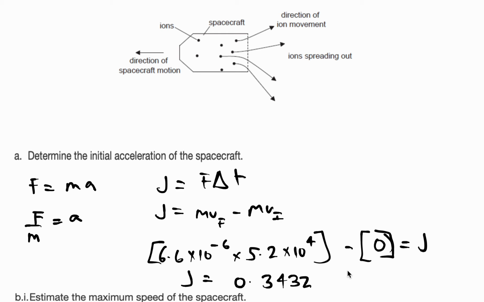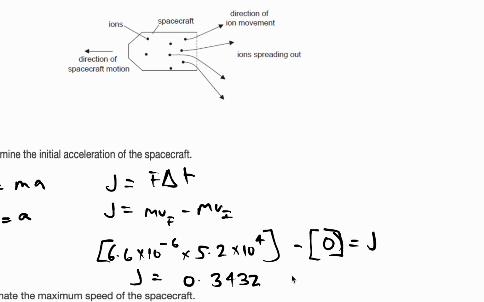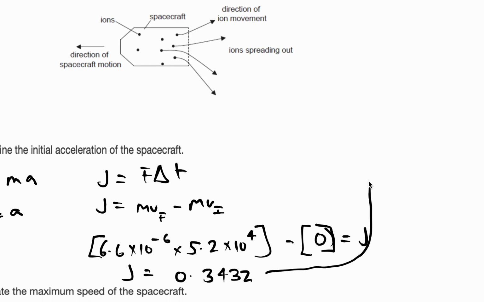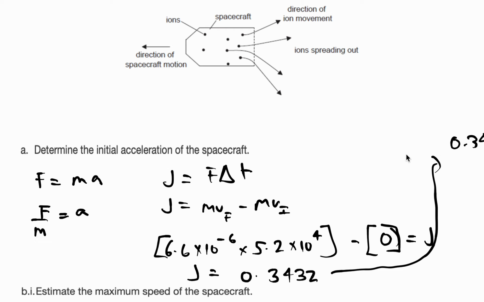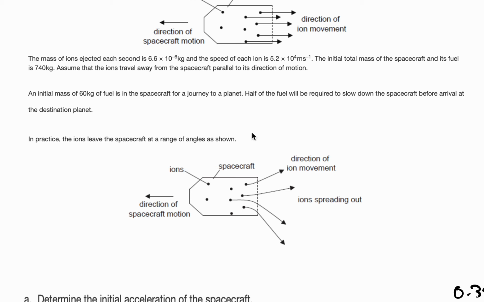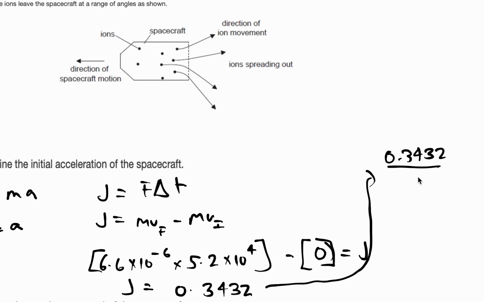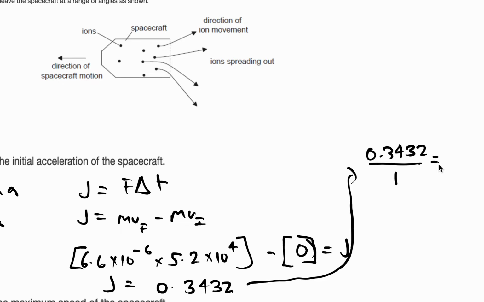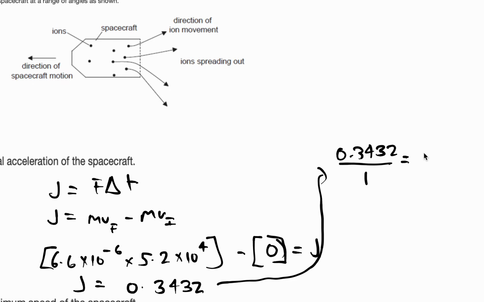Now, looking back at our question, we need to solve for the force. So 0.3432 divided by time would give us force. But what is the time? Well, it's just going to be 1 second. Why? Because this is how much is ejected per second. So it is just divided by 1. So this is also equal to the force at which the ions are ejected out of the spacecraft.